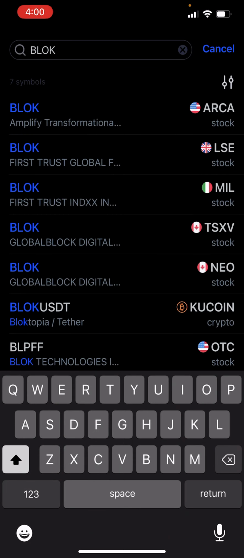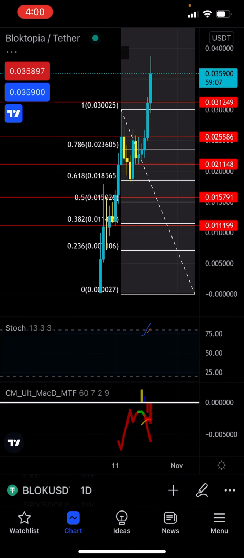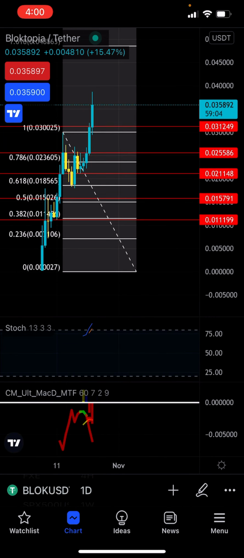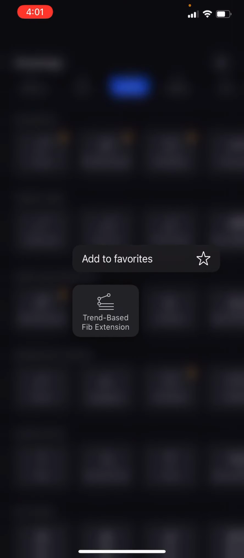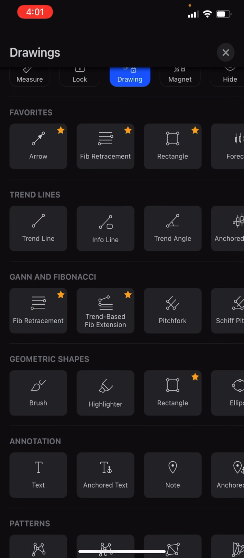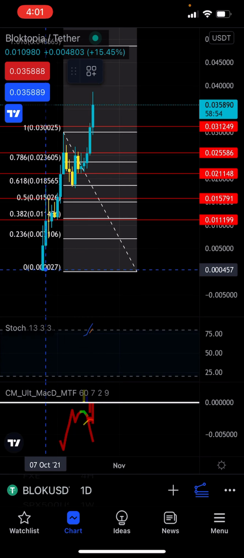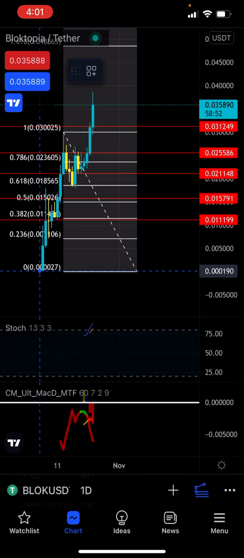I'm going to use Block as a second example because this one was running a little bit to the upside, right? So what you want to do is grab the trend-based Fibonacci extension, which is this one right here. You can see right there. We'll add it to favorites just so you guys can see. You want to grab the low, which is when it was barely listed.